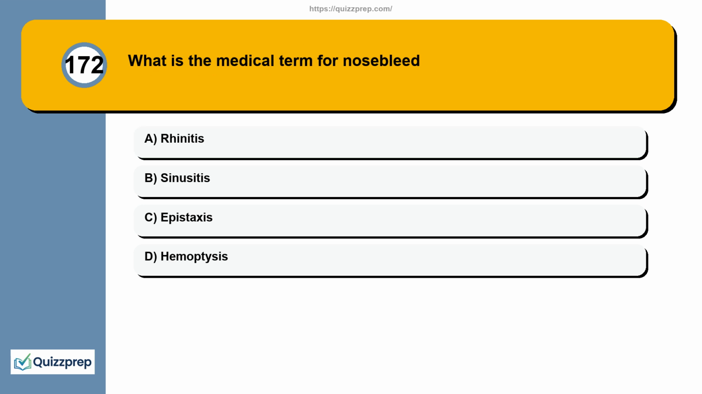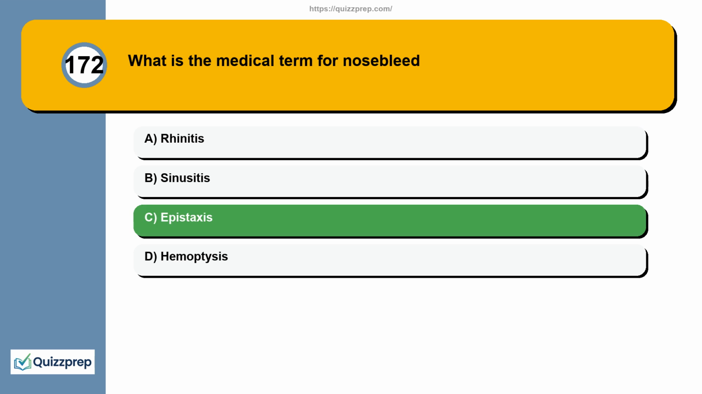Question 172. What is the medical term for nosebleed? Option A, rhinitis. Option B, sinusitis. Option C, epistaxis. Option D, hemoptysis. The correct answer is option C, epistaxis.